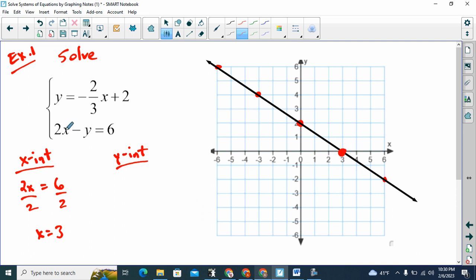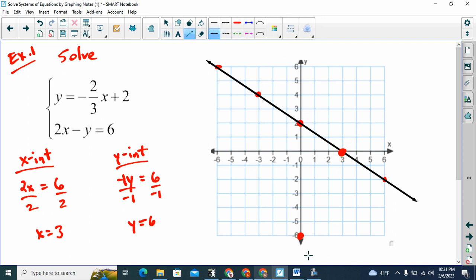My y-intercept, I plug in 0 for x. So it says negative y equals 6. It's the same as negative 1y. And dividing both sides by negative 1, I get y equals negative 6. My y-intercept is negative 6. I have my x-intercept and my y-intercept. When I draw this line in, I'm going to be able to see right where they cross. It's going to be right there. So I don't need to worry about finding any additional points.